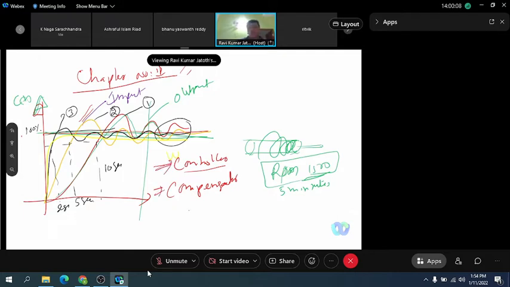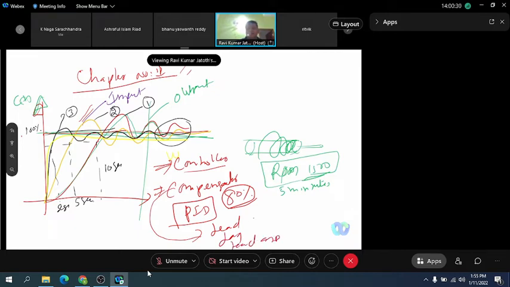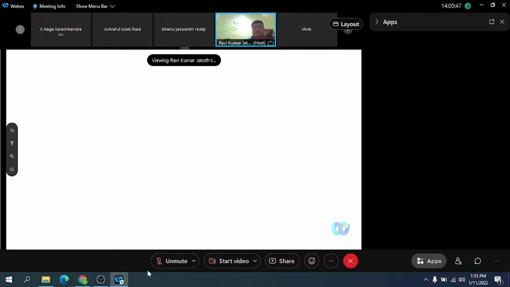One is a compensator and another one is a controller. The widely used controller is the PID controller, proportional integral derivative controller. 80% of industrial controllers are PID. And there are a few others like compensators: lead compensator, lag compensator, lead-lag compensator. Using some compensation techniques, we improve the behavior of the systems. That is what we are going to see in the 4th chapter.